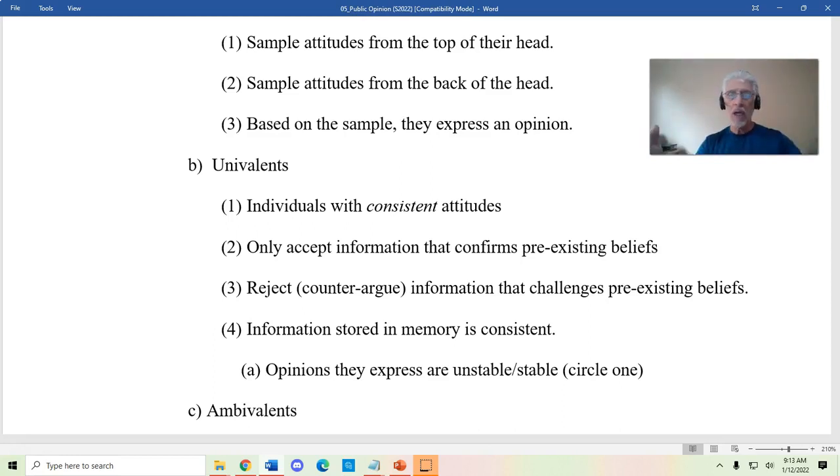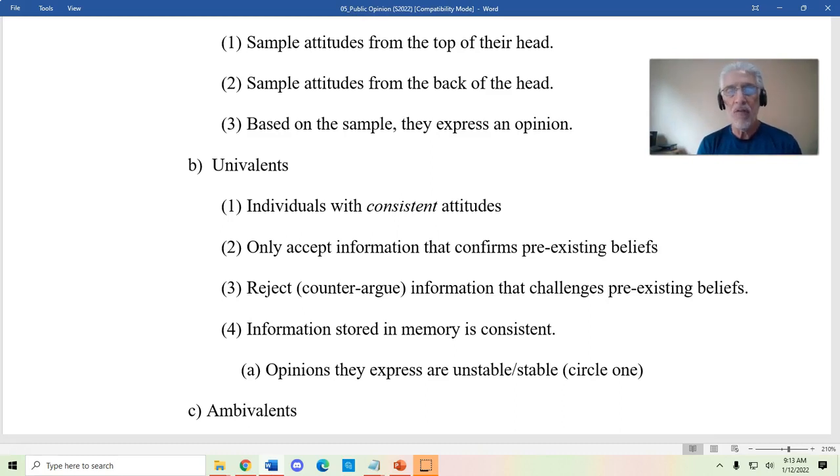Because let's say the question is, do you approve or disapprove of the job the president is doing? If a person has overwhelmingly positive attitudes at the top of the head and overwhelmingly positive attitudes at the back of the head, what are they going to say?